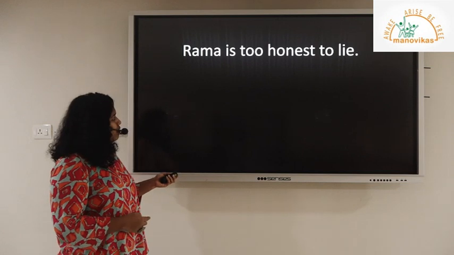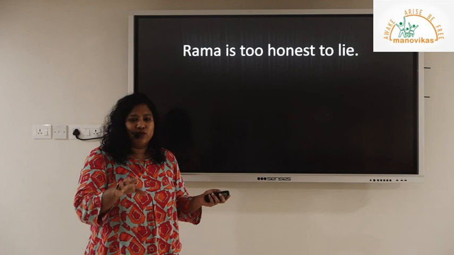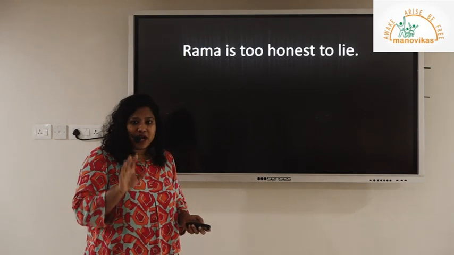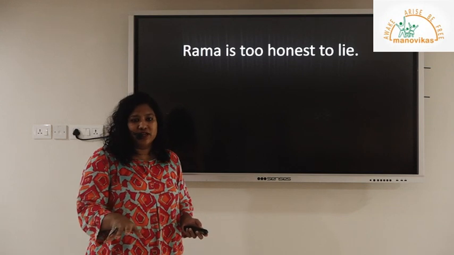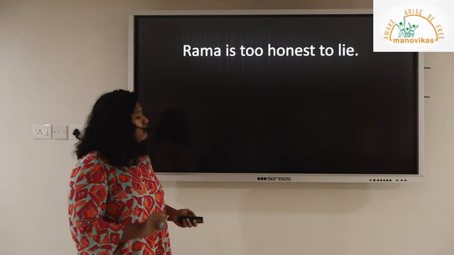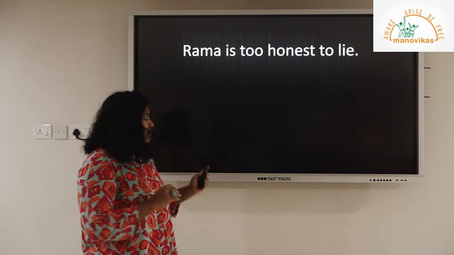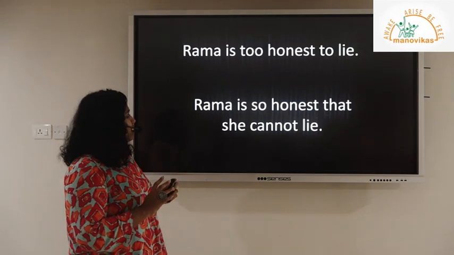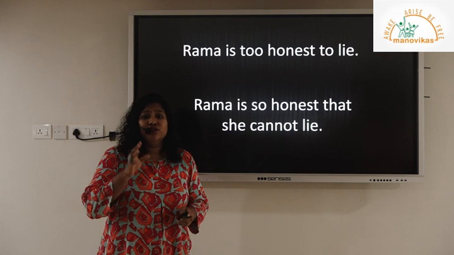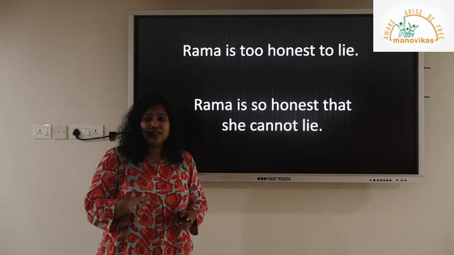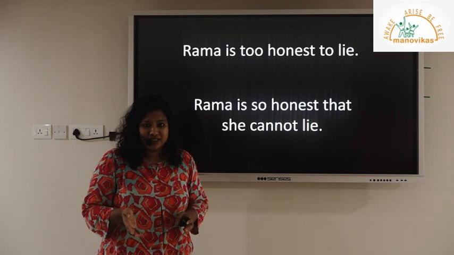I want you to try to do this on your own, just so that I get to know whether you've understood. So try it on your own and see if you can come up with the right answer. Pause the video, try it on your own. Okay, so let's check whether you have the correct answer. Rama is so honest that she cannot lie. If you have gotten this answer, good. You do remember how to transform the sentence and you're doing well. If you haven't, practice.